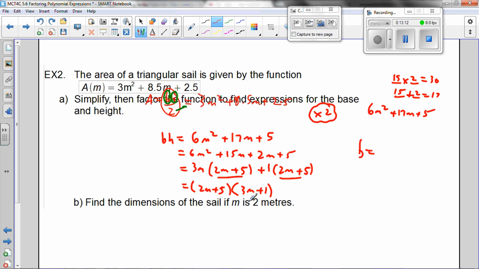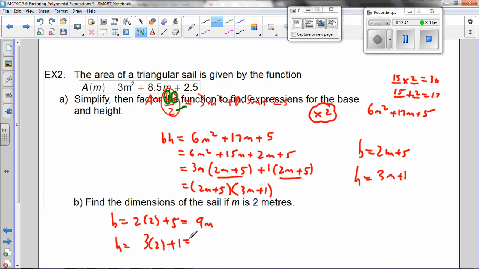So the base, and it doesn't matter which is which, because we don't know the shape of this sail. And then as it turns out, this is only one way to get these. It could be lots of different choices, but these are the ones that work out as nice expressions. So find the dimensions. The base is 2 times 2 plus 5. That's 9 meters. And the height is 3 times 2 plus 1, 7 meters. So the base is 9 and the height's 7. Or we could switch those around, right, if we wanted to.